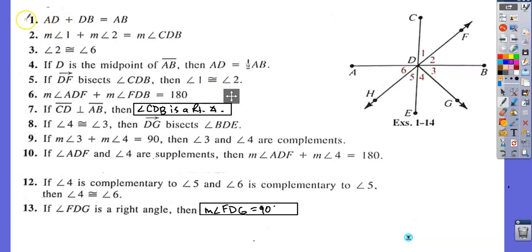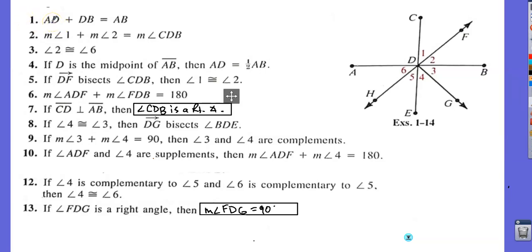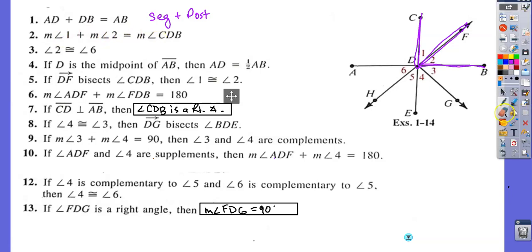Okay, number one, AD plus DB equals AB. AD is a segment plus DB gives you the whole thing. What's that called when you're adding segments and setting it equal to the whole thing? Segment addition postulate. This is also a good review at the same time. All right, let's try this one. Measure of angle 1 plus measure of angle 2 equals CDB. I'm adding two angles up to the whole thing. Yep, hopefully you said angle addition postulate.